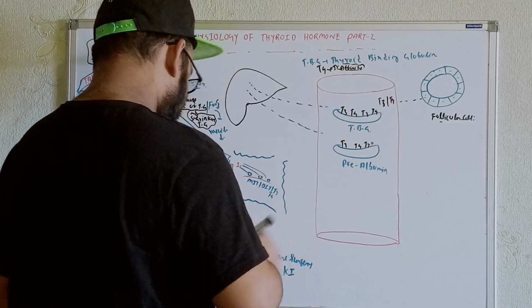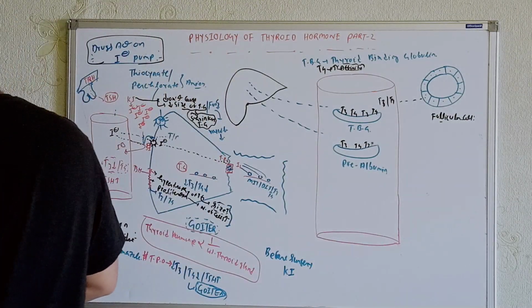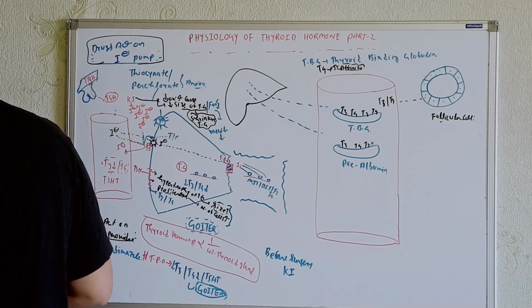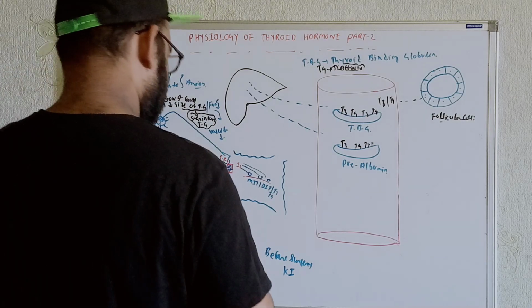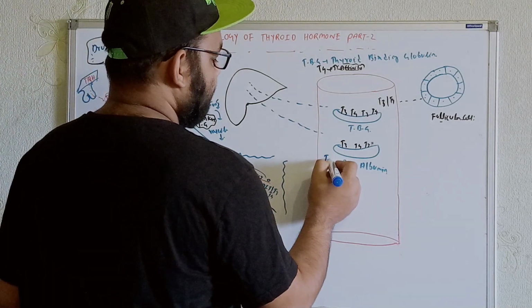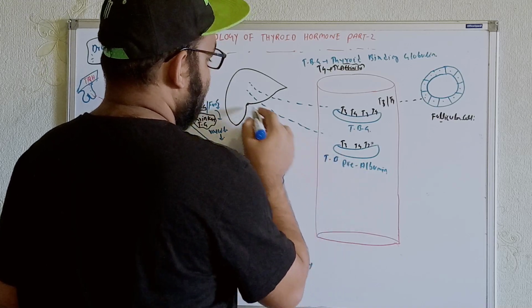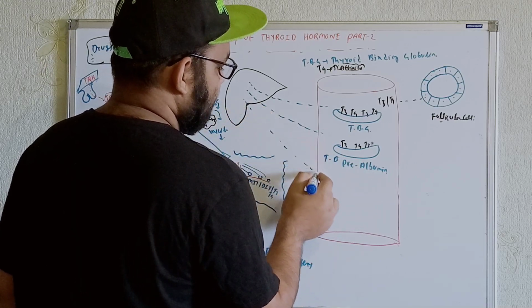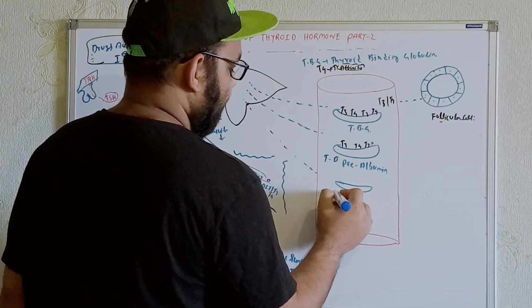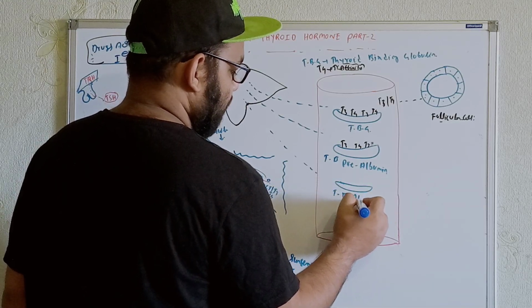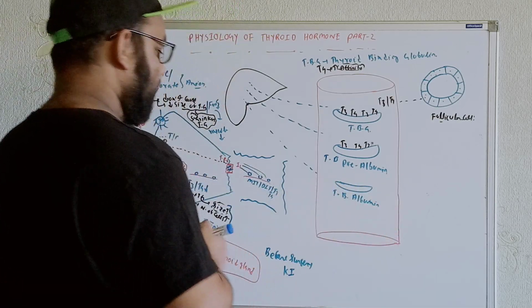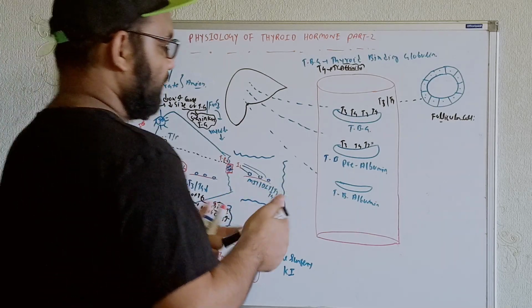Another kind we will get over here. Okay, let's talk about those things. So we have thyroid binding prealbumin. Then another type of protein we will get over here is known as thyroid binding albumin. Here, a very small amount of T3 and T4 will bind.